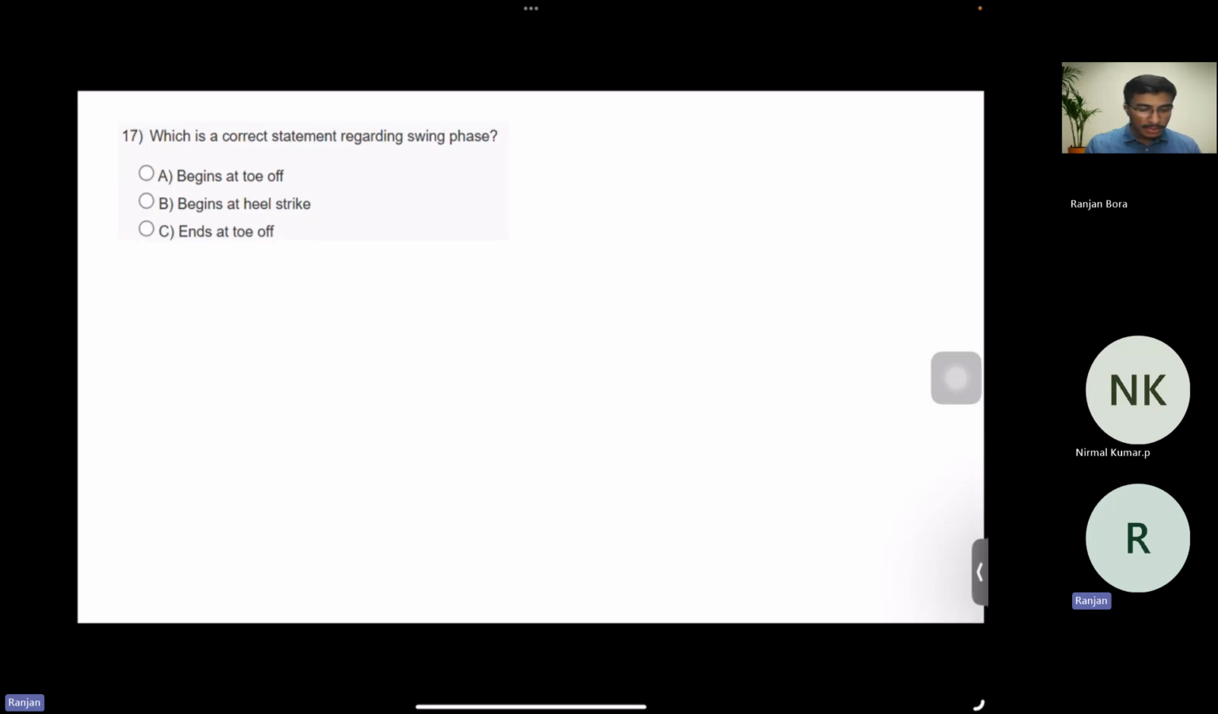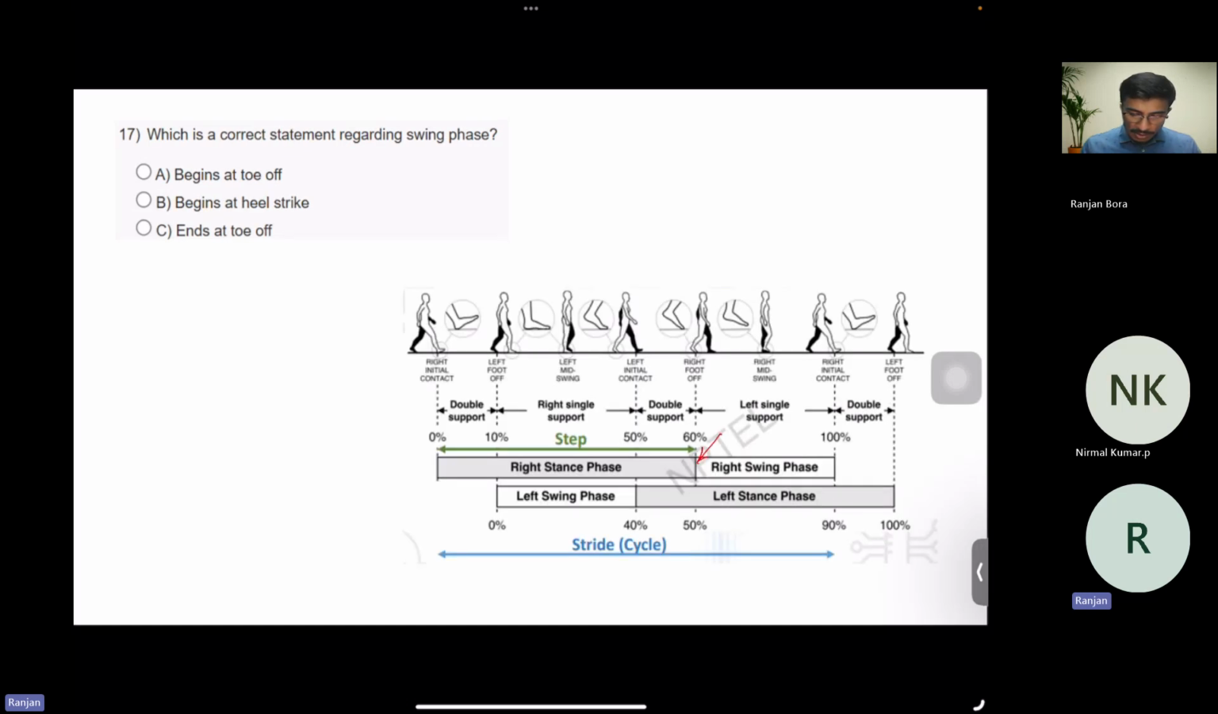And what about the swing phase? The swing phase starts here, and it begins when the toes get off from the ground. So option A, begins at toe off.